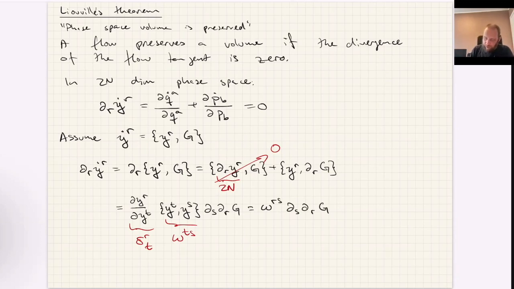But now we know that this omega, which is by definition the Poisson commutator of y_r and y_s here, that's antisymmetric when I exchange r and s, whereas assuming that these derivatives commute, d_s and d_r, this expression here is symmetric in s and r. So that means that everything is 0, meaning that the phase space volume indeed is preserved. And this is then known as Liouville's theorem, which can come in handy at many times.